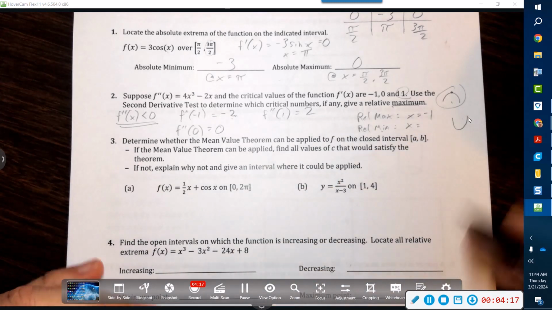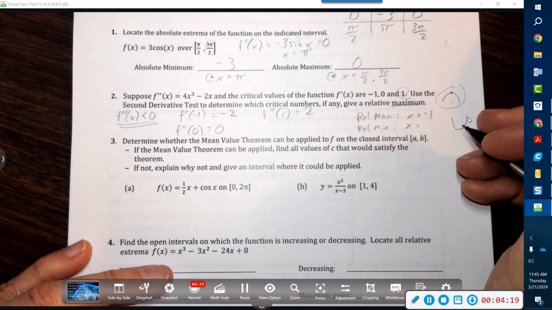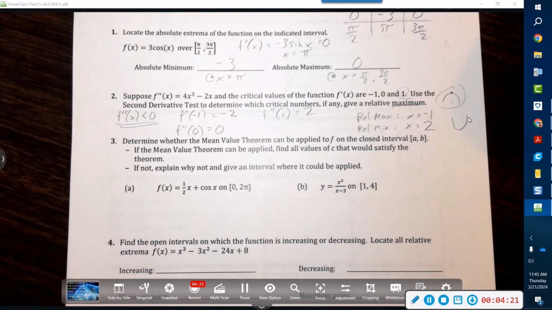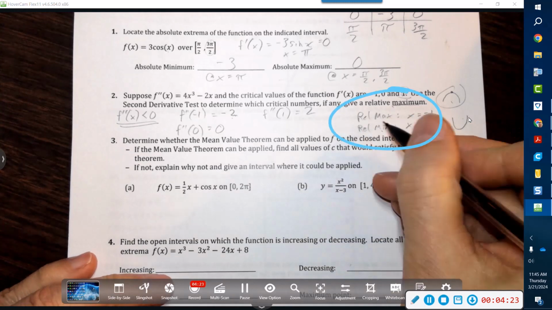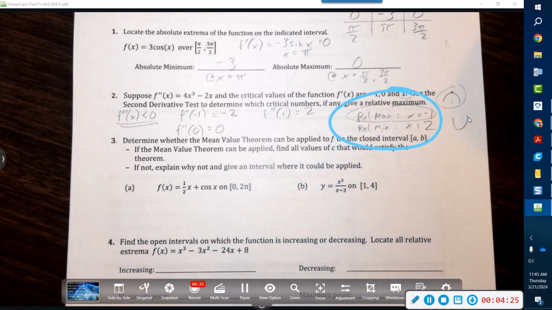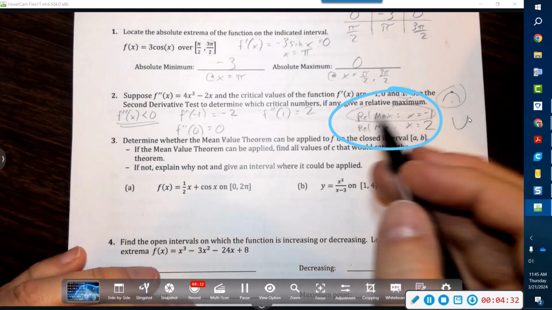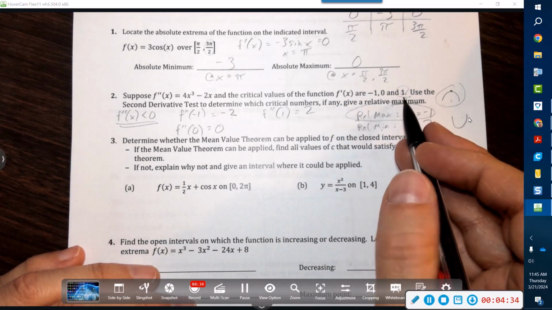Okay, so here, positive 2, but this is the guy that we want. It happens at negative 1. What do we plug it into? Like, what is the maximum value? We don't know. We don't have the original function, and these could be the critical numbers of any function.